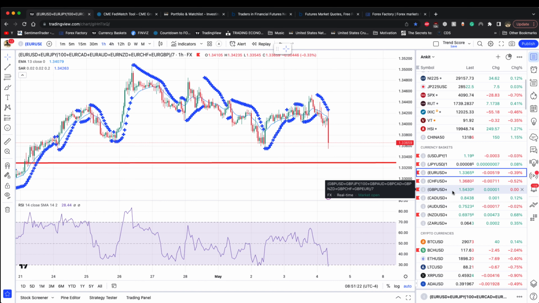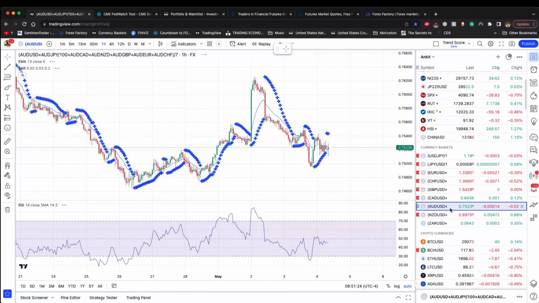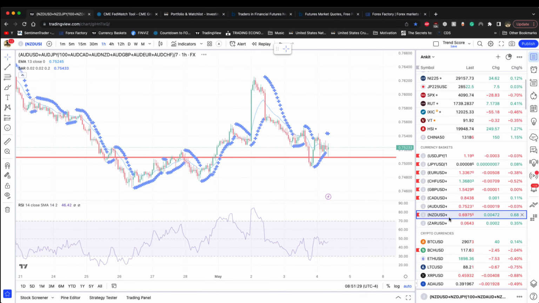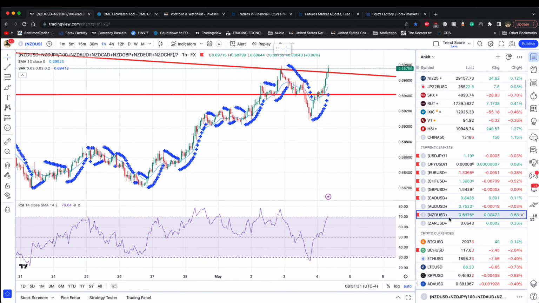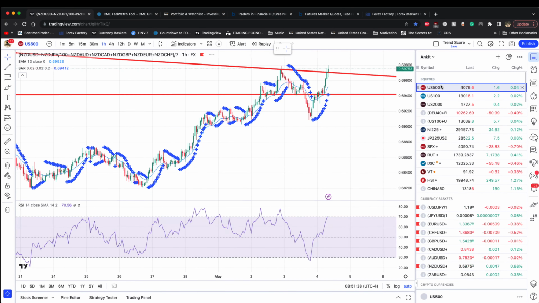Like, oh, we had a rate hike from Australia. Hey, Aussie should be the strongest currency. Well, it's actually the weakest. Kiwi, surprisingly out of nowhere, started to stay strong. So this is where it's better to focus on relative strength and weakness rather than what you think should happen.